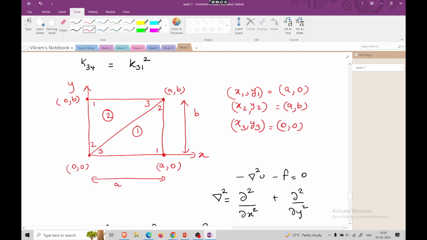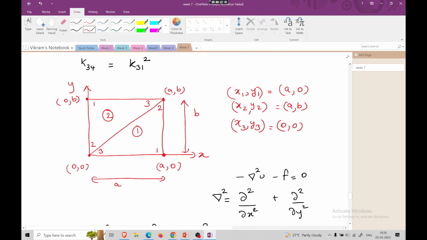So I'll write it again here. x1 is a, x2 is a, x3 is 0, y1 is 0, y2 is b, y3 is 0. Yes. Okay, what will be S11? It will be nothing but the integral over this element of beta 1 into beta 2 by 4a square dx dy.